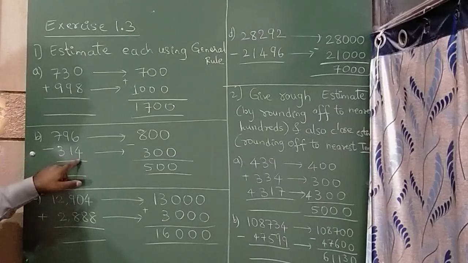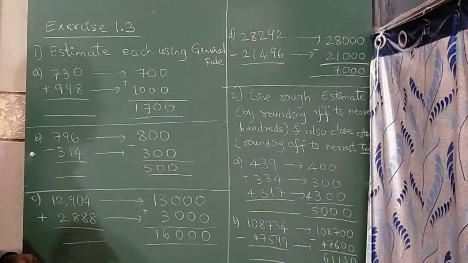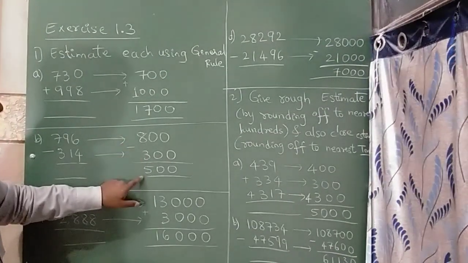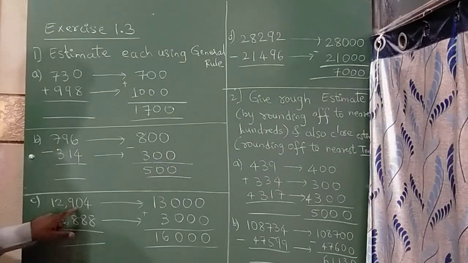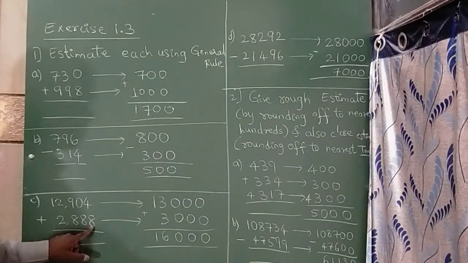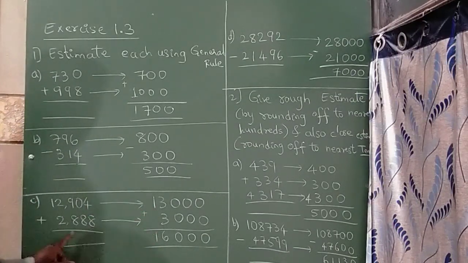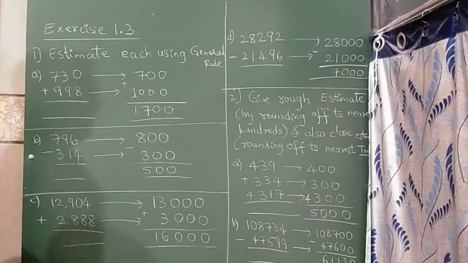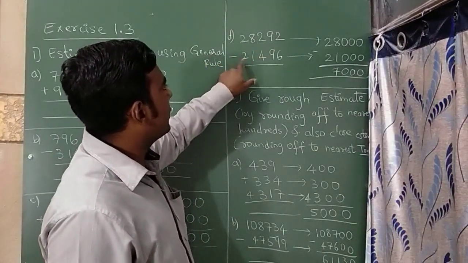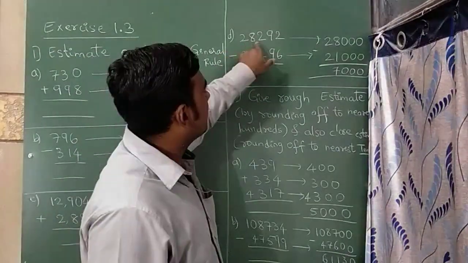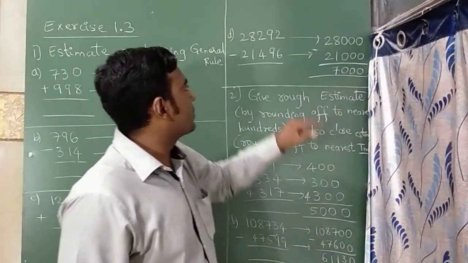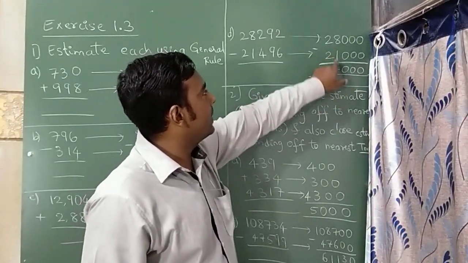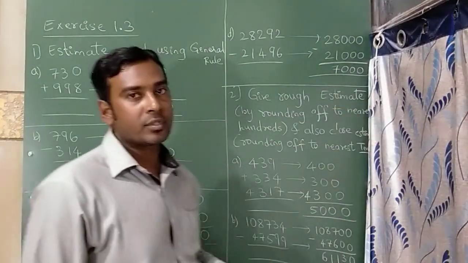796 minus 314. 796 is nearer to 800, that is rounding off, 314 is nearer to 300. So if you subtract this, 8 minus 3 is 5, so it is 500. Fine. Now see, 12,904 plus 2,888. This is near to 13,000 and this is near to 3,000. If you add this, you will get 16,000. Now D. 28,292 minus 21,496. 28,292 rounds off to 28,000, and 21,496 rounds off to 21,000. So if you subtract this, 8 minus 1 is 7, so you will get 7,000 as the answer.